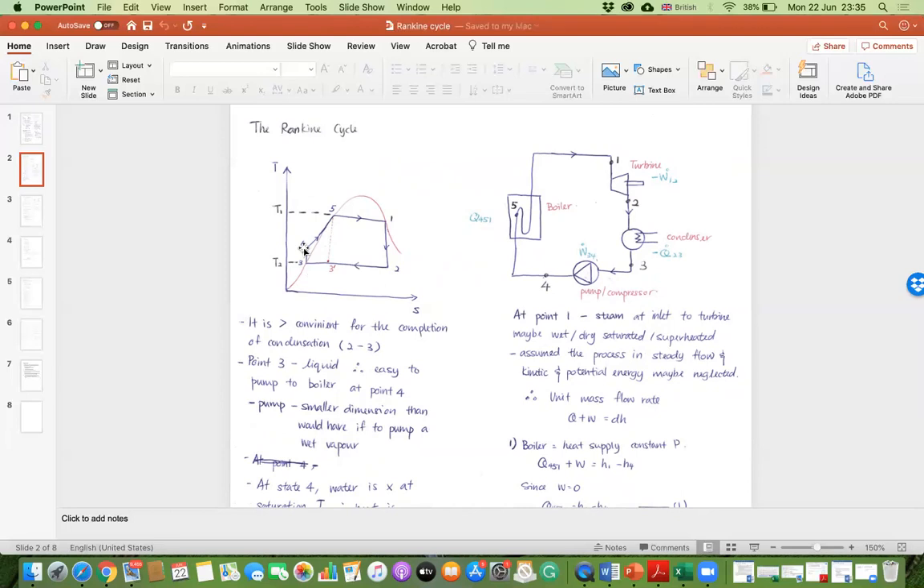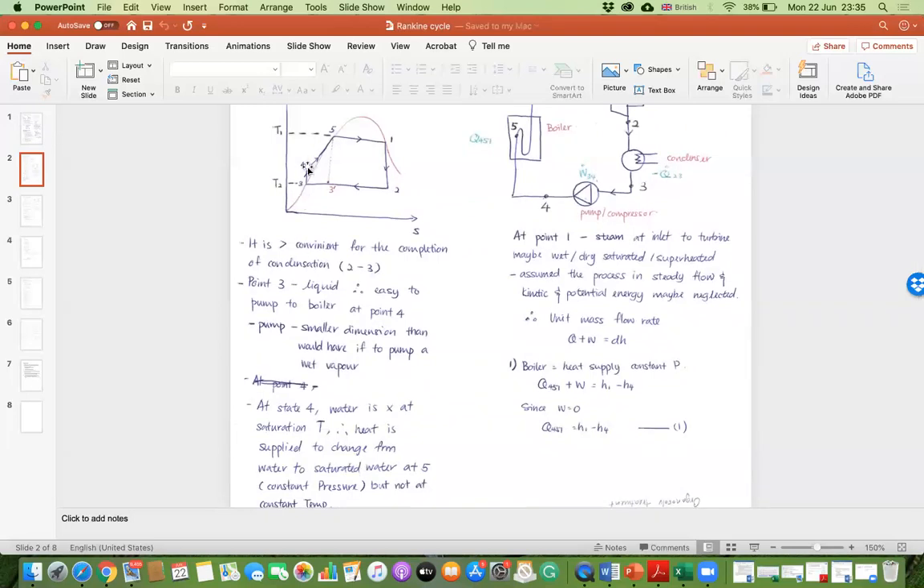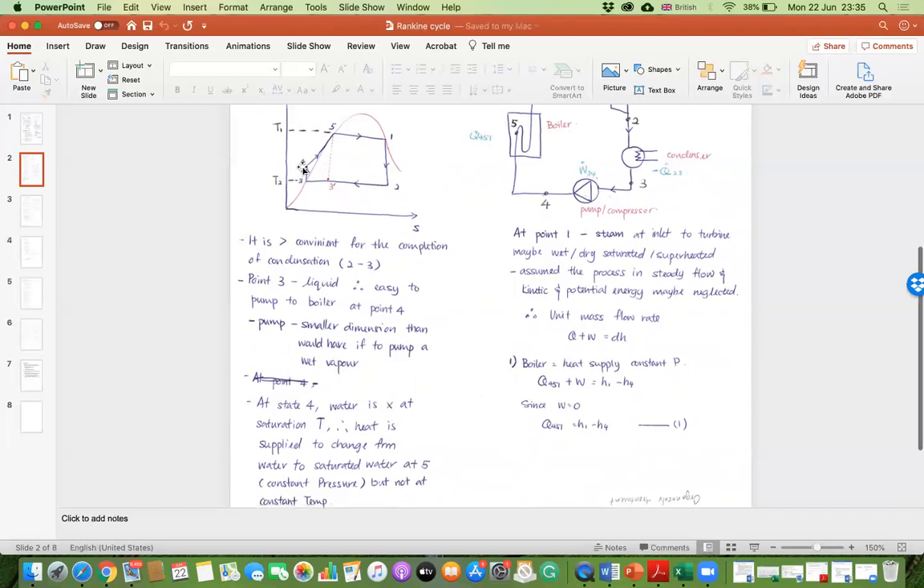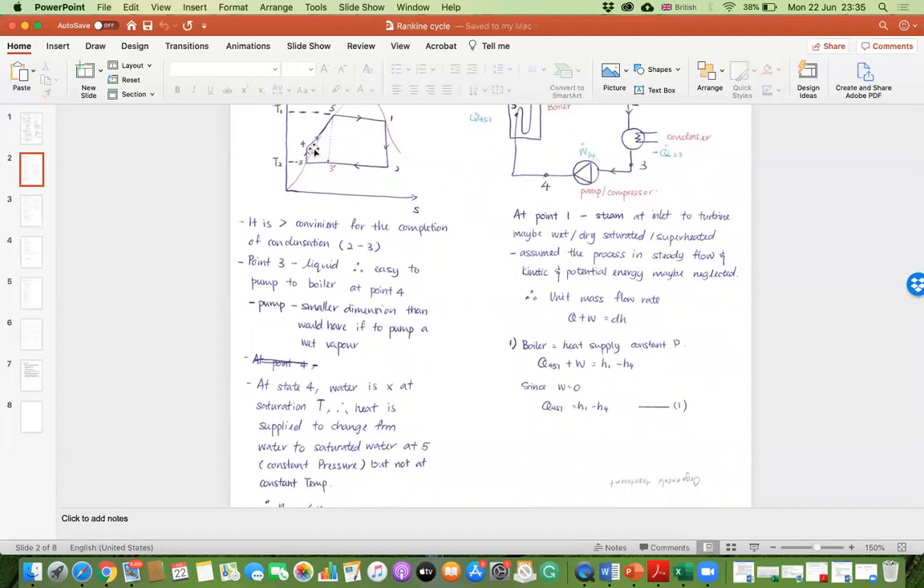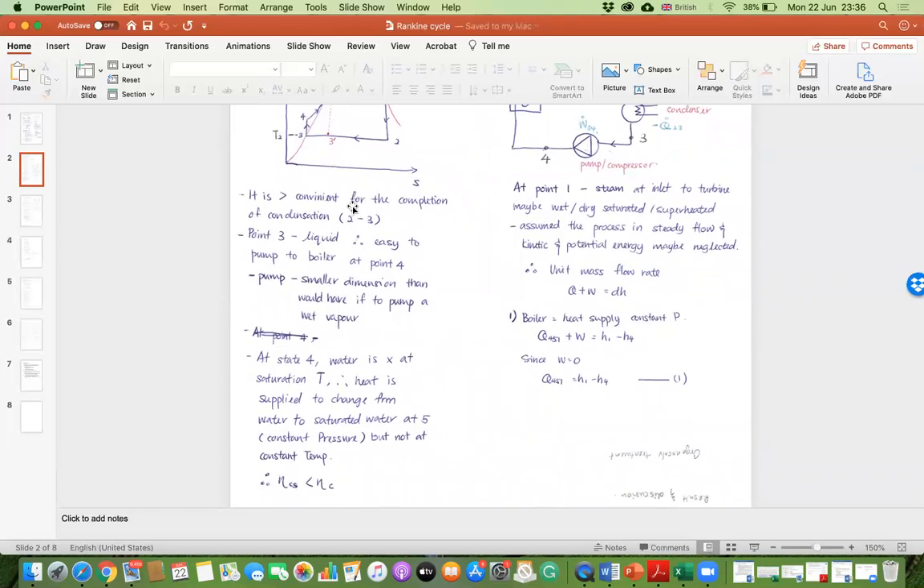So this is easier to pump to the boiler at point 4. All right, pump, so smaller dimension. Therefore we can use a smaller pump size, and thus we can save the cost as well. At state 4, water is not at saturated temperature. So heat is supplied to change the water to saturated water. So we shift back to the saturated line. They are at the same pressure, but not at constant temperature.